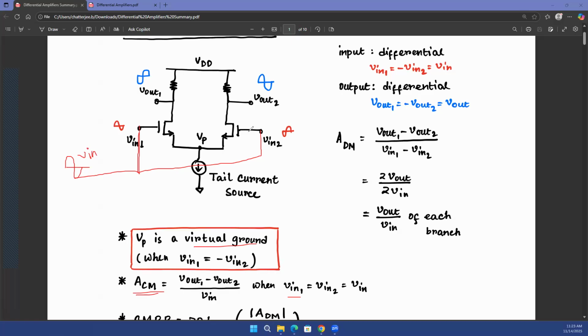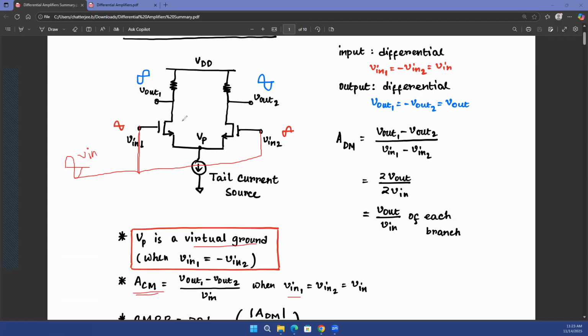Now, ideally, what should we expect at the output? What should my V out 1 minus V out 2 be if my V ins are connected together? Of course, they are equal, which means that my ideal input that I'm providing is equal to 0. V in 1 minus V in 2 is going to be 0. That means V out 1 minus V out 2 should also be 0. But again, that's what an ideal differential amplifier will tell you. In real life, the differential amplifier will also be non-ideal.